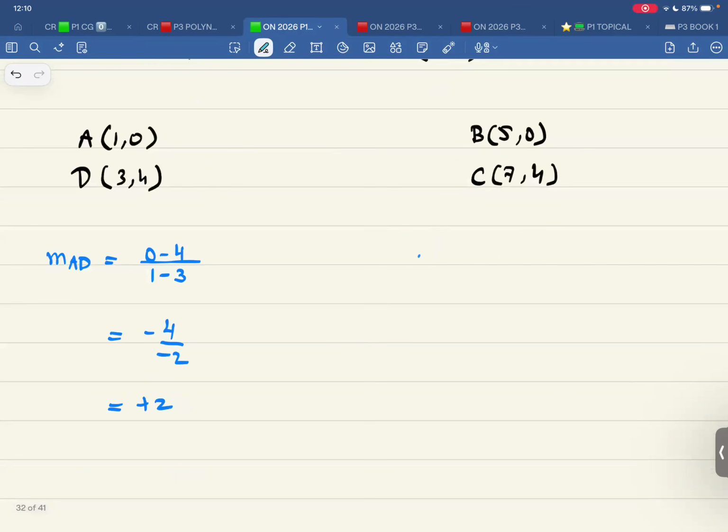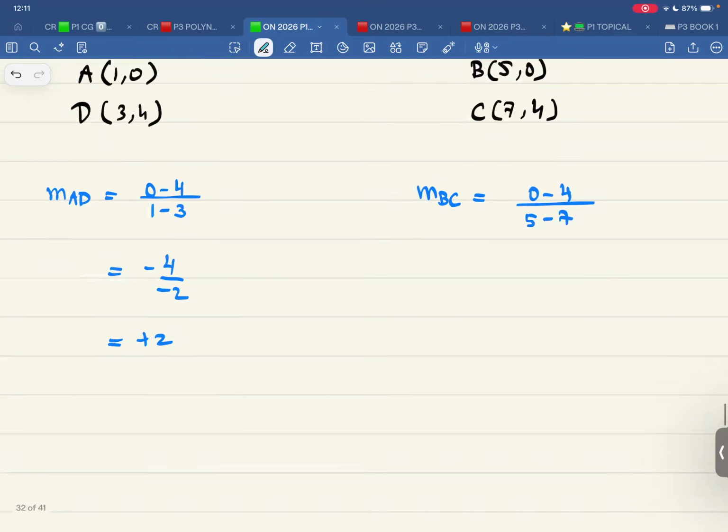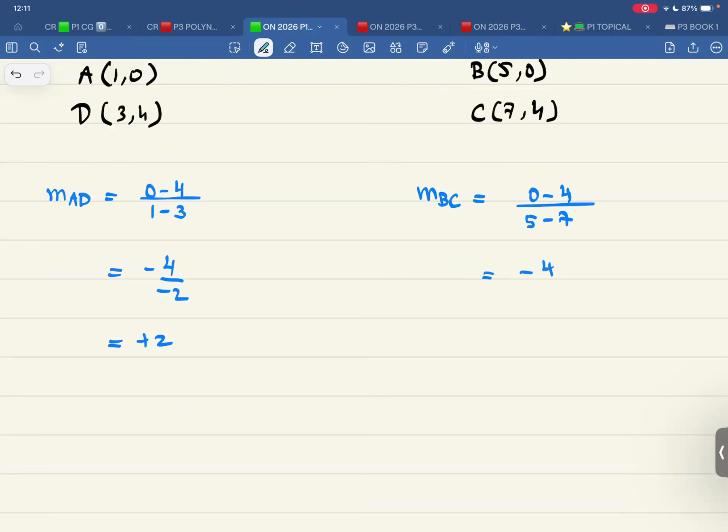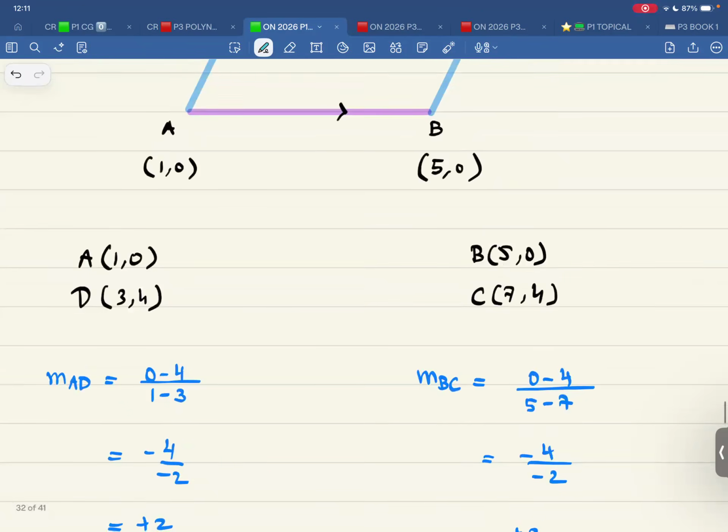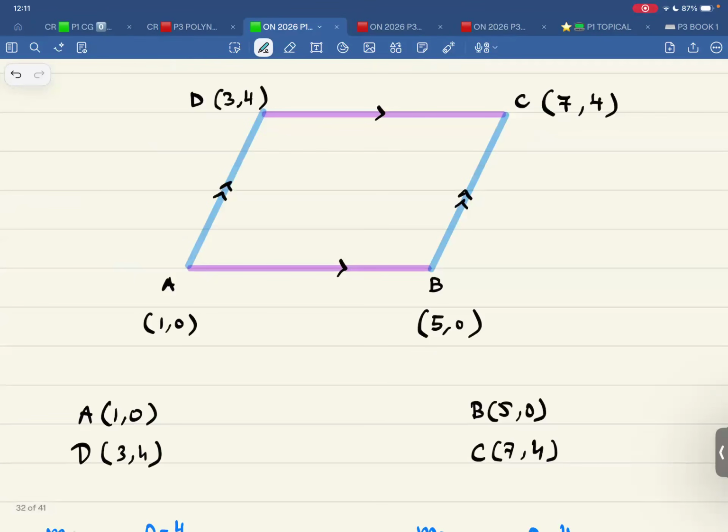Similarly, for BC, gradient of BC, that is 0 minus 4 over 5 minus 7. That is negative 4 over negative 2, which is plus 2. Hence, I have proven that yes, AD is parallel to BC. That is the first thing. The next thing, the length also.